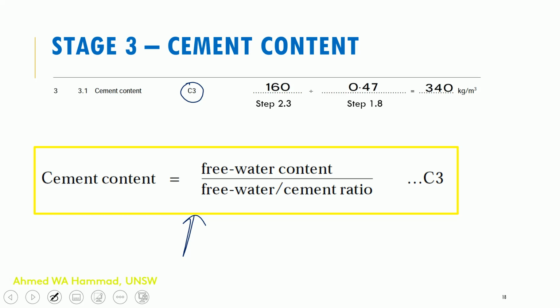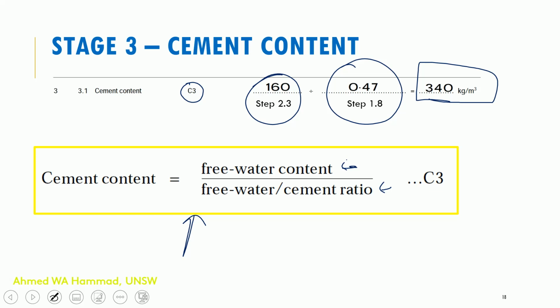It says that we need to get the free water content, and we divide it by the free water to cement ratio. So these are all parameters that we've already computed in previous steps. So the free water content, that was a parameter that we already computed from step 2.3. So that was 160. And in step 1.8, we determined that the free water to cement ratio for our concrete mix is going to be 0.47. So if I divide these two numbers together based on equation C3, my cement content will be given as 340 kilograms per meter cubed.